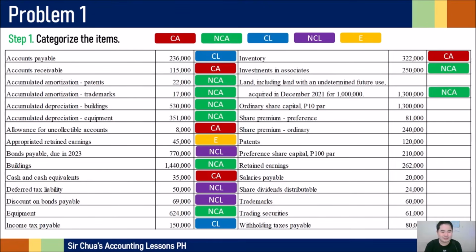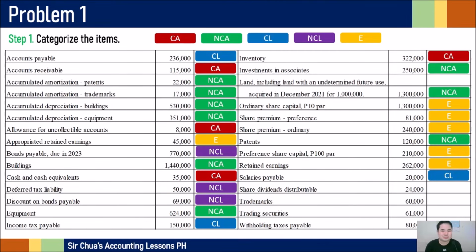Ordinary share capital, that is equity. Share premium for preference shares, that is equity. Share premium for ordinary shares, that is equity. Patents is non-current asset. Preference share capital, that is equity. Retained earnings is equity. Salaries payable is current liability.